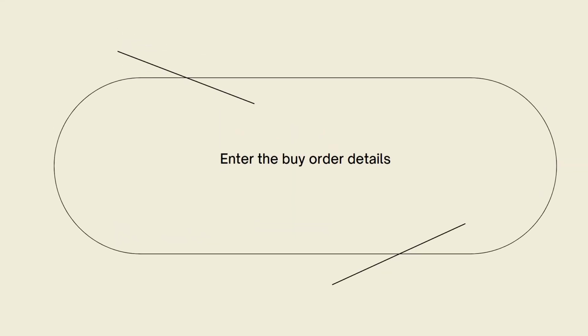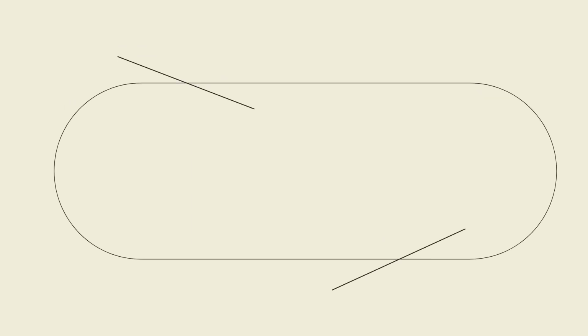Okay? Now enter the buy order details. Specify the amount of Baby Doge you want to purchase and review the transaction details, such as the exchange rates and fees. Now confirm the buy order. Once you are satisfied with the details, proceed to confirm the buy order.